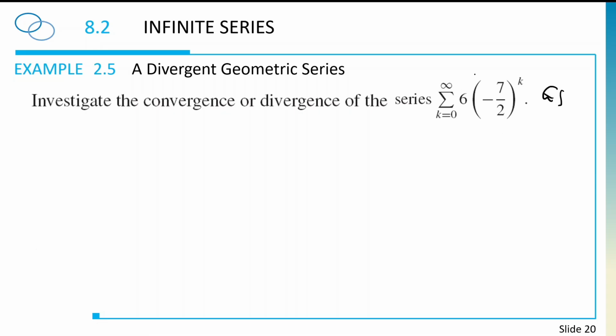What should act here as R? If you think about R, the ratio of this geometric series, it's -7/2. And now consider the absolute value of R. It's 7/2. Now think, is it less than 1 or greater than 1? This equals 3.5, so this is clearly greater than 1. So is this geometric series convergent or divergent?